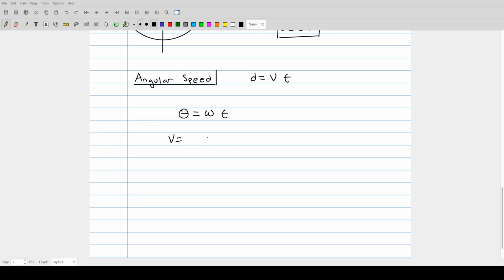is equal to s over t, or if s is r theta over t, then your tangential velocity is equal to r times omega, because theta is equal to omega times t. So the tangential velocity, if you're moving at a constant velocity, is just omega times r.